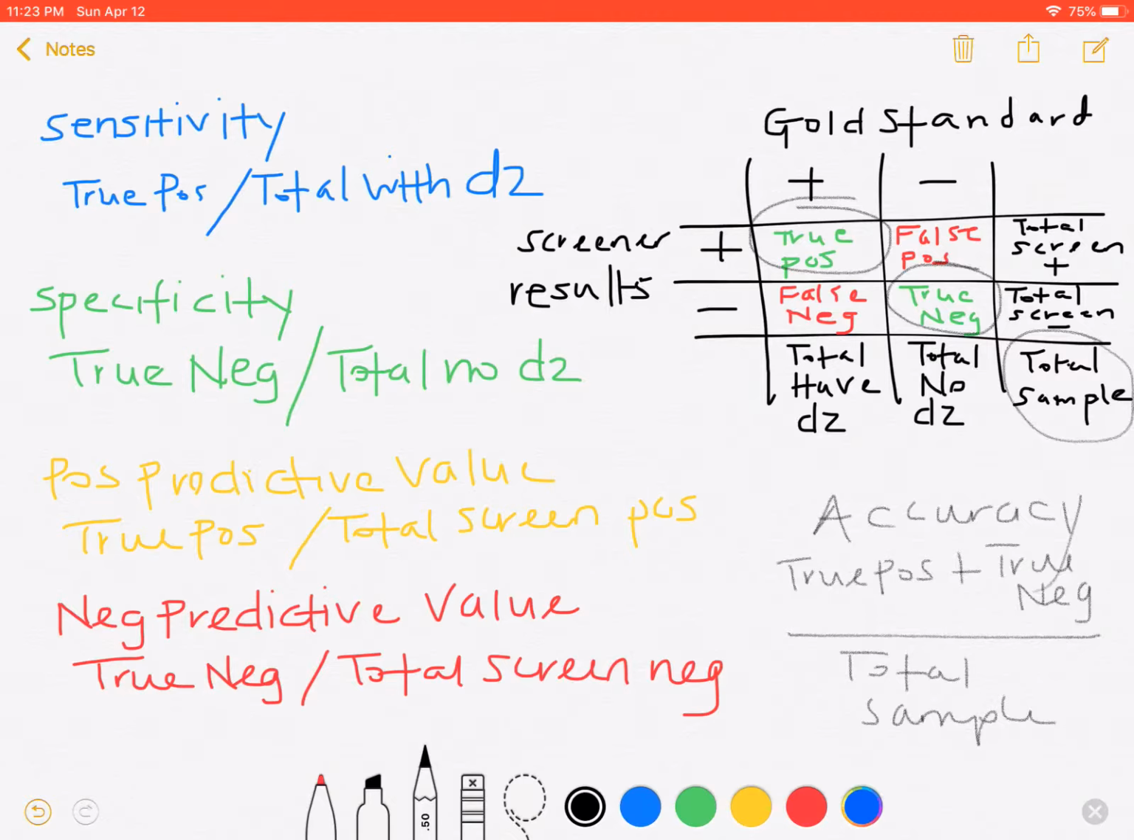And we look at all of these factors when we want to determine whether or not we have a good screener, whether or not our screener is a valid measure of positivity for a health condition.